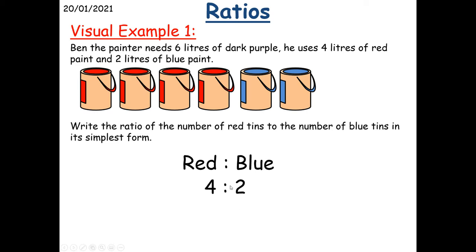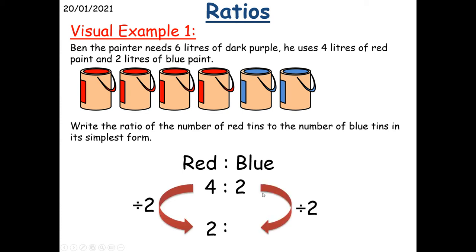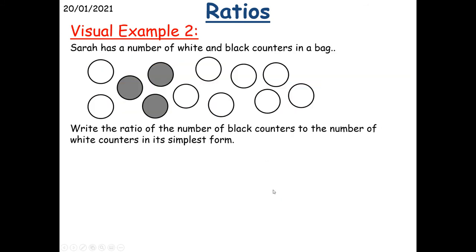We've got 4 to 2, they're both even, so we can divide both sides by 2. So if we divide both sides by 2, we're going to get 4 divided by 2 is 2, and 2 divided by 2 is 1. And that is our ratio simplified. So 4 to 2 can be simplified to 2 to 1. Okay, let's have another look at another example.